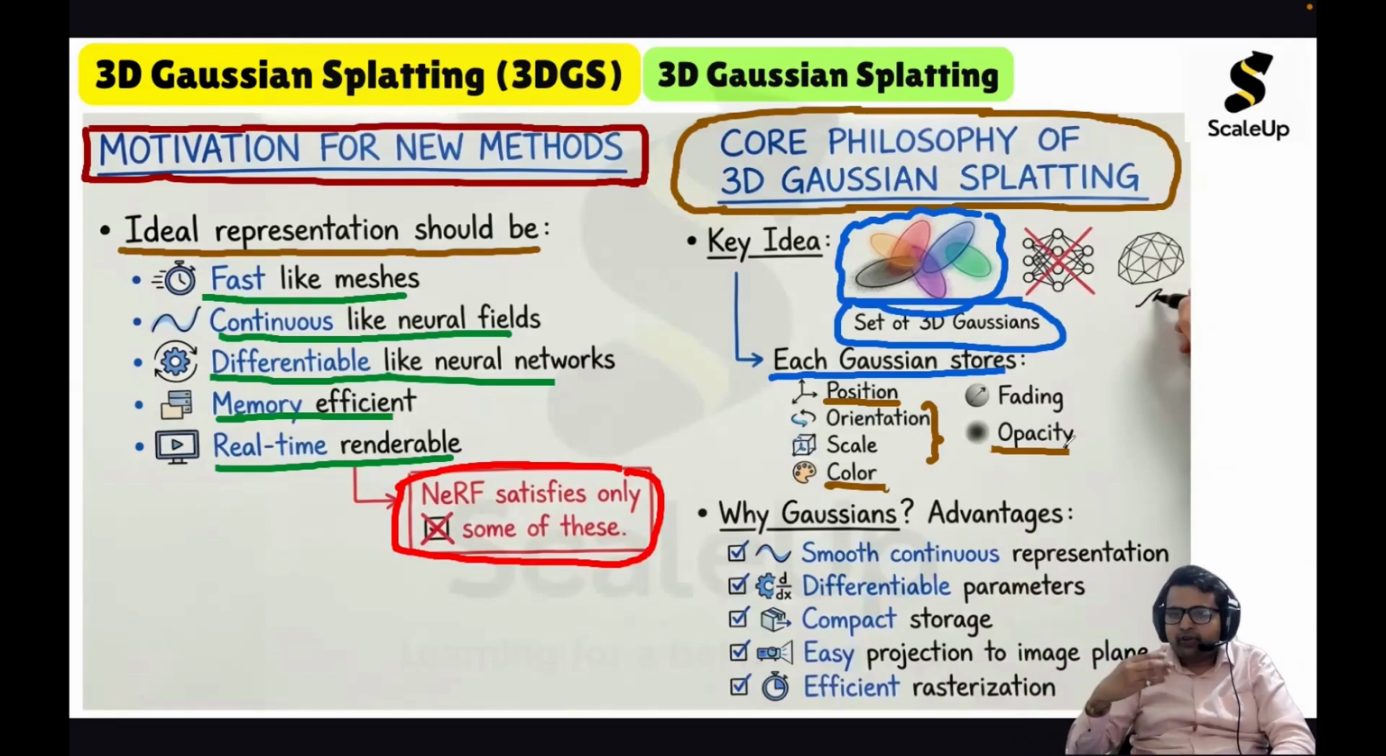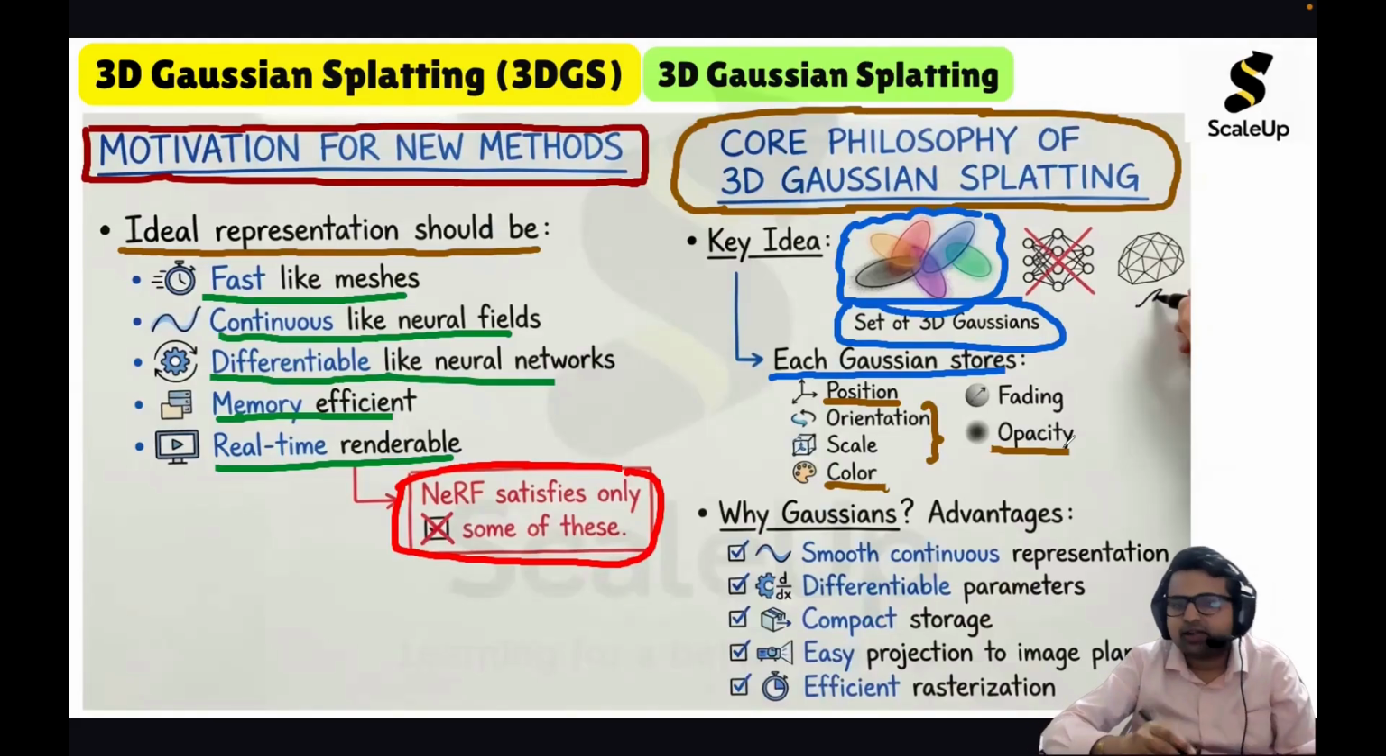So now we invented a new technique of representing a 3D scene, that is the 3D Gaussian splatting. That is the meaning of 3D Gaussian splatting. Now what are the advantages of this technique?